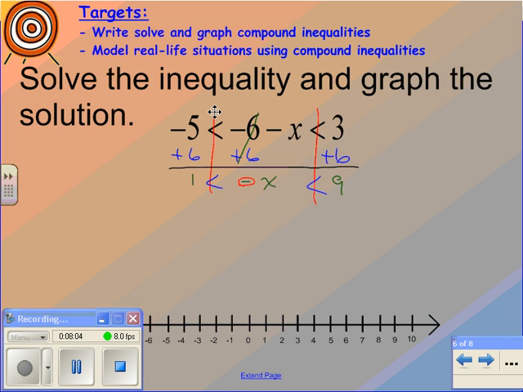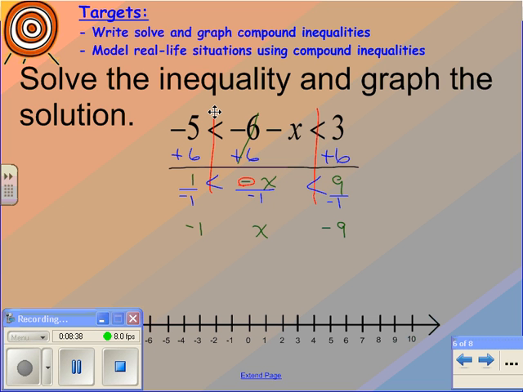So what I need to do now is I need to divide by negative 1. So I'm going to divide this by negative 1. I'm going to divide over here by negative 1. And on the right side, I'm going to divide by negative 1. So this is going to leave me with negative 1 on my left. It's going to leave me with x in the middle. And it's going to leave me with negative 9 on the right.